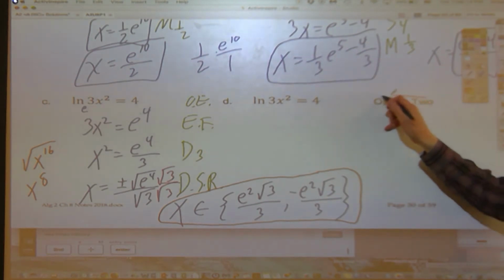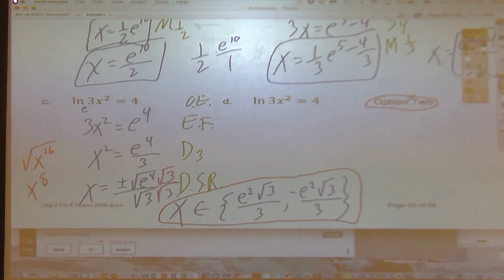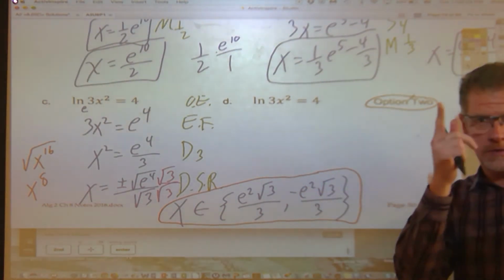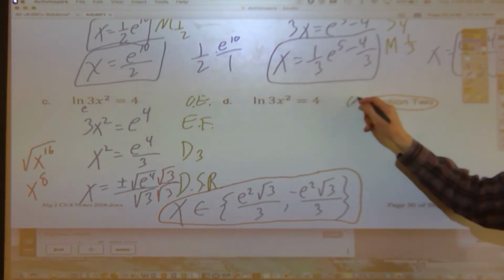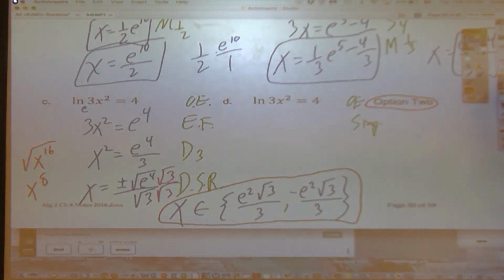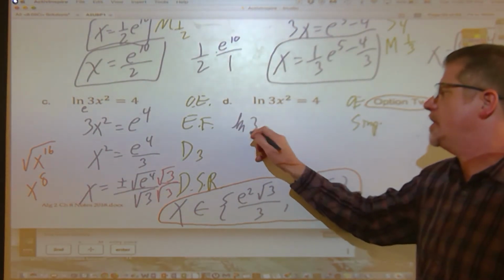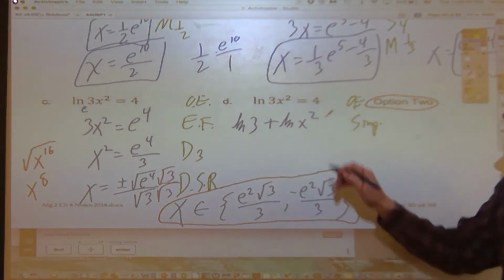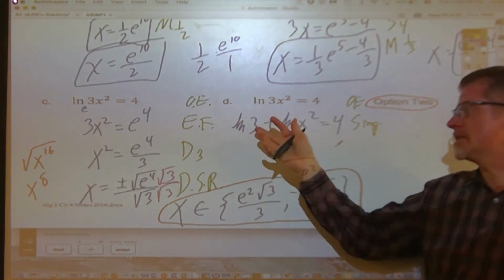Now, they're asking us to take a different approach to solving this equation. Unless there's any other questions whatsoever on part C. Okay, now for a little bit of a surprise, look at what happens when we use log properties. What if I think of this as a log of a product? So I can rewrite it as natural log 3 plus natural log x squared equals 4. I mean, that is legit because the log of a product is the sum of the logs.